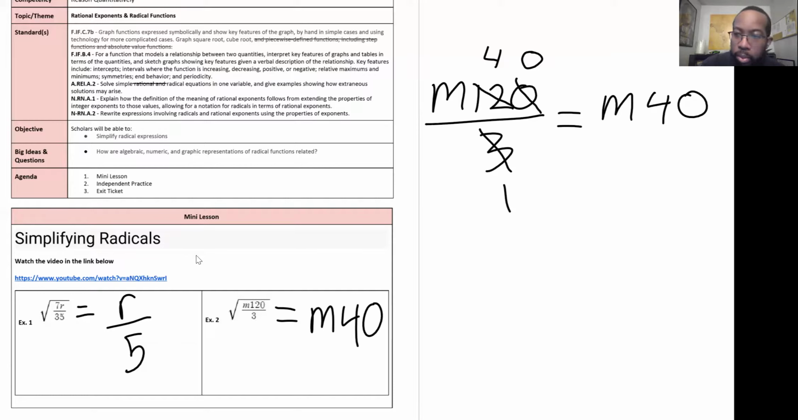Oh, one more thing to fix here. We have to put back our radical sign. Okay, let's remember to do that. After you've simplified the radicand, put back the radical sign. All right, great. Let's see what's next.